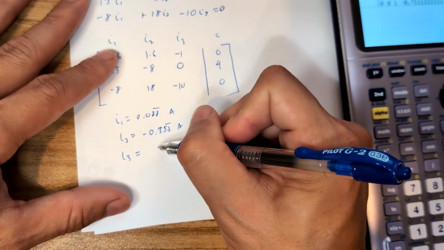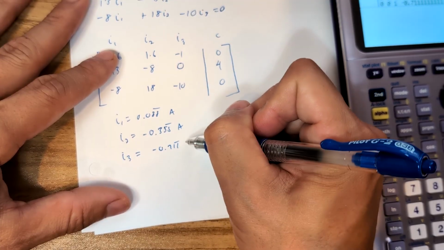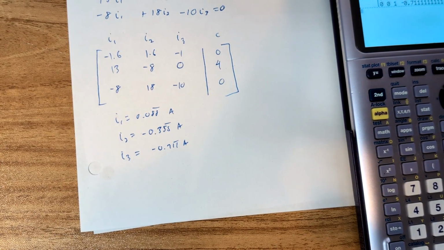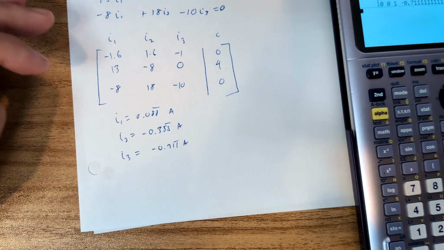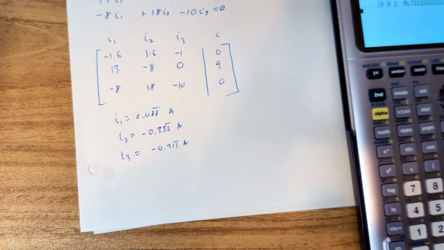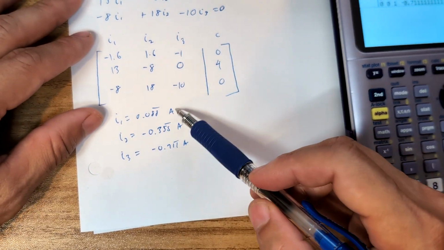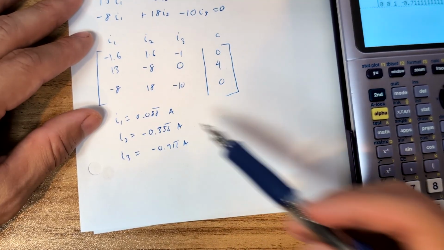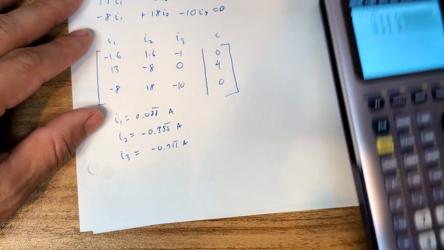I3 negative 0.711 amps, or if it's a statics class, it might be kilonewtons or pound force or something like that. But this was a circuits problem, so we're trying to find the current I1, I2, I3, and that is our answer right there.